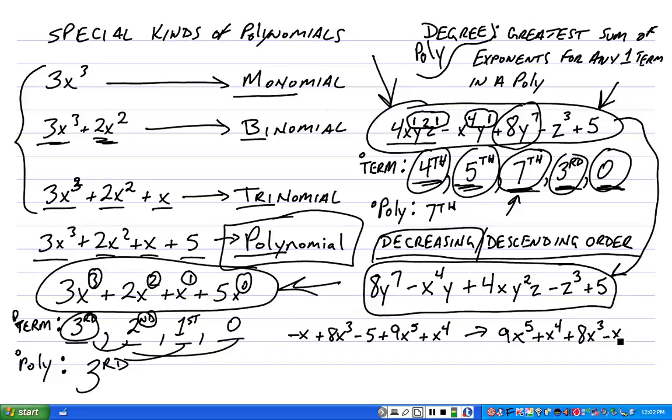And then the only thing that's smaller than the first degree would be a constant, which is a degree of 0. And here we have our constant of negative 5 or minus 5, which is a degree of 0. So we write that minus 5. Okay? So this represents the polynomial in decreasing or descending order, or what we would call standard form for a polynomial.